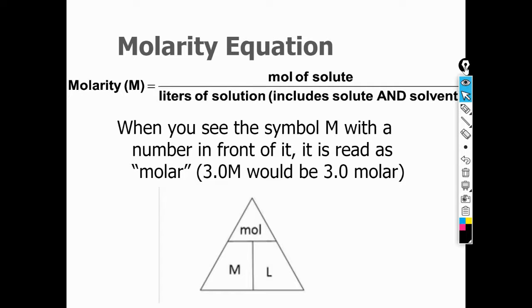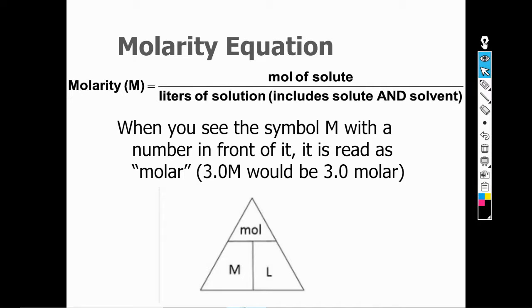So we have a way of solving these problems, and we have an equation for this as usual. The molarity equation is the moles of solute divided by the liters of solution. When you see the symbol M with a number in front of it, we read it as molar. We've talked about this in previous meetings, but I want to go into detail here. So 3.0 M would be read as 3.0 molar, if you were telling somebody what the concentration was.